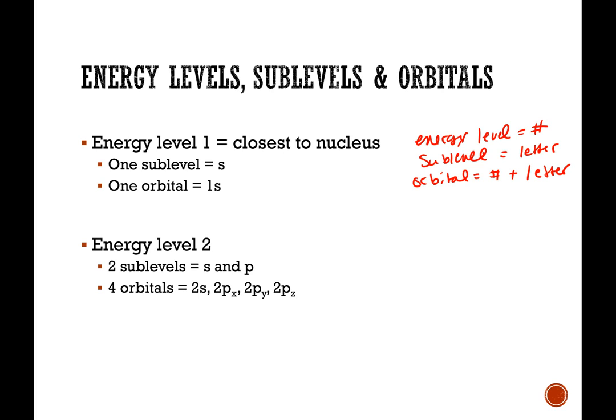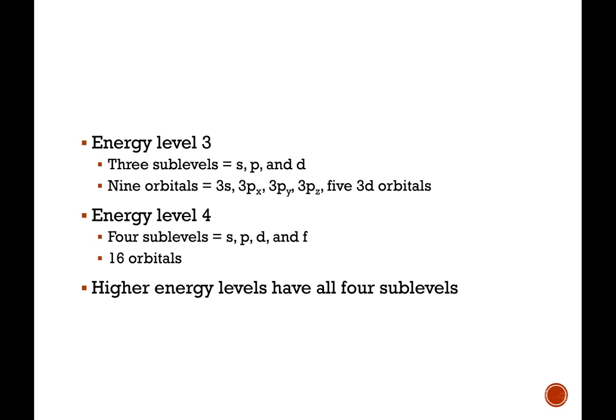Energy level 2 has 2 sublevels, an S and a P. It has 4 orbitals. Don't worry about the X, Y, and Z. That just has to do with what plane it's on. So it has the 2s and then 3 2p orbitals. So there's 4 total. Energy level 3 has 3 sublevels, S, P, and D. So it has 9 orbitals, the 3s orbital, 3 3p orbitals, and 5 3d orbitals. And then energy level 4 has 4 sublevels, S, P, D, and F. It has 16 orbitals. Everything above energy level 4 also has 16 orbitals because they have all 4 sublevels.